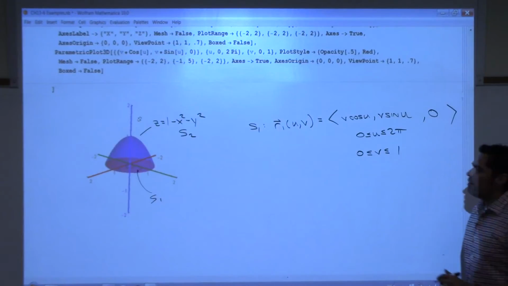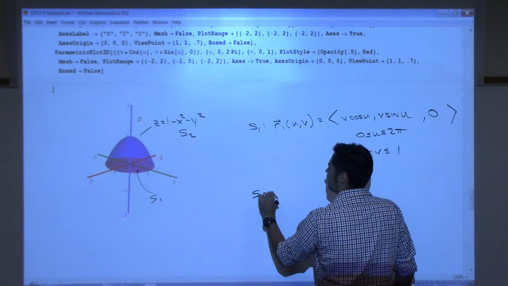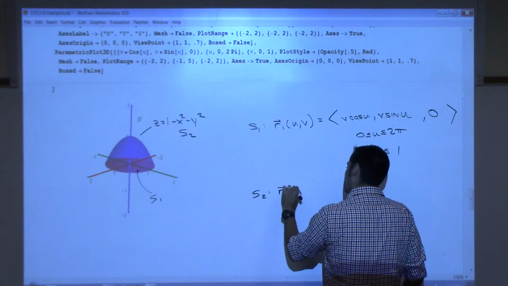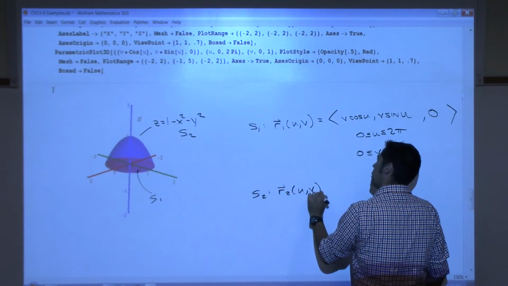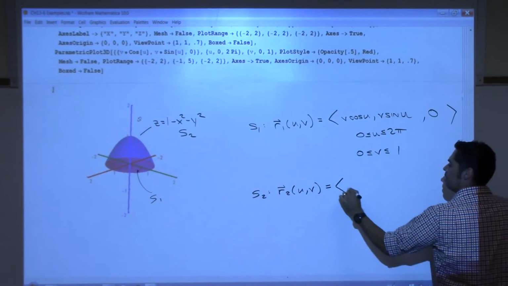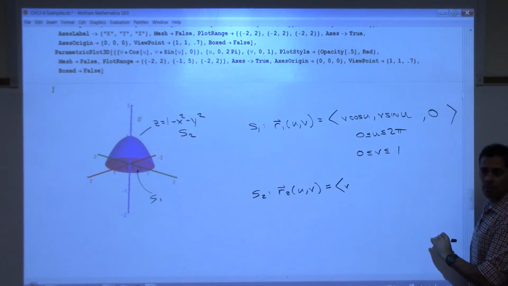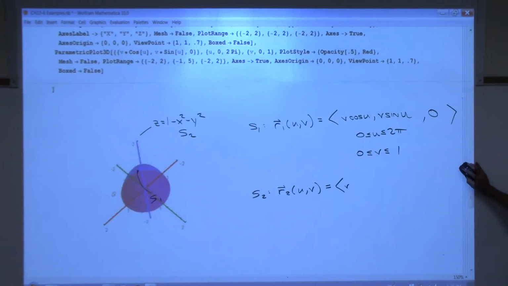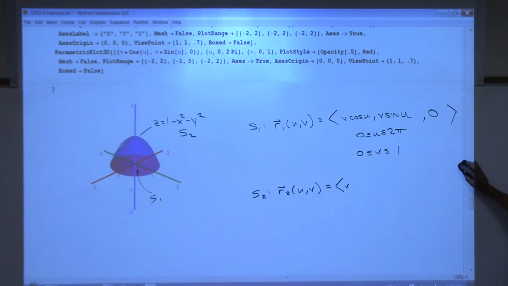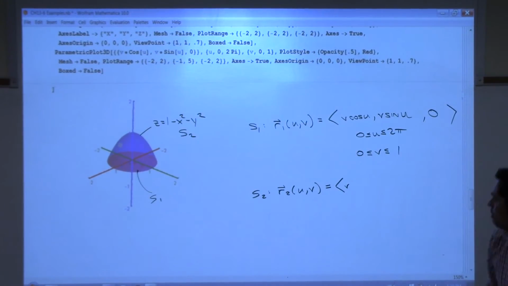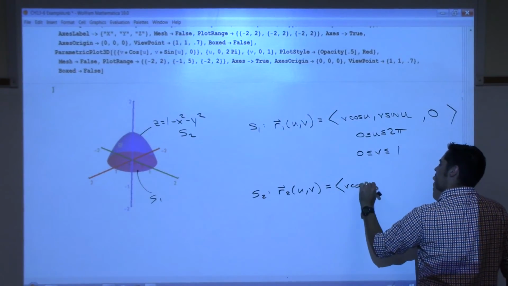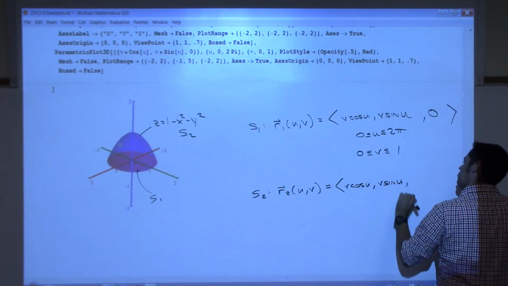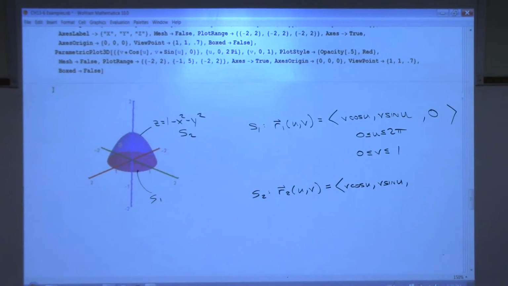All right, what about S2? What's the main difference between S2 and S1? The z's not fixed anymore, right? Everything else is the same, other than the z? If I look at that from the top, I can't tell the difference between those two, right? It's just the z that's coming out at me that's different. So this should stay the same. But my z needs to be what?